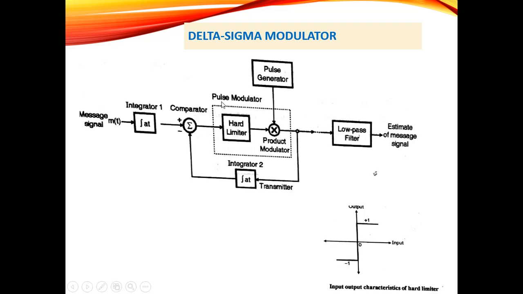The limiter will limit the production of errors, that is a hard limiter, and the limited error signal is passed through the product modulator. The input to the product modulator is from the pulse generator. The pulse generator generates the signal. They get multiplied at the product modulator, and it is passed to the low pass filter.